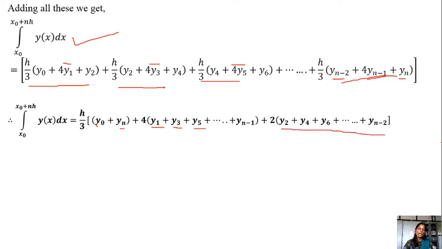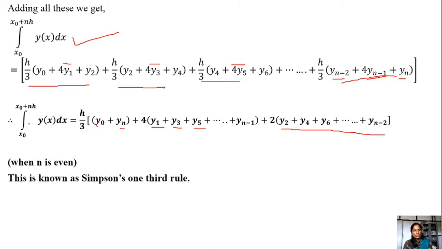So remember this formula, and this formula is called Simpson's 1/3 rule. So remember: integral x0 to x0 plus nh of y dx equals h by 3. Why is this called the Simpson 1/3 rule? Because 1 by 3 is there with h, so h by 3 is there. The very first bracket is initial plus final value of the function. Then 4 times yi, where i must be odd, and plus 2 times yi, where i must be even. So 2 times y2, y4, y6, etc. And since it is a multiple of 2 and a multiple of 3, your n should be even.